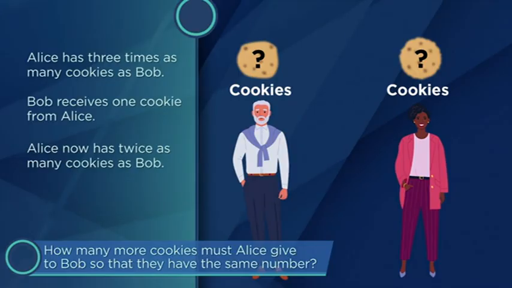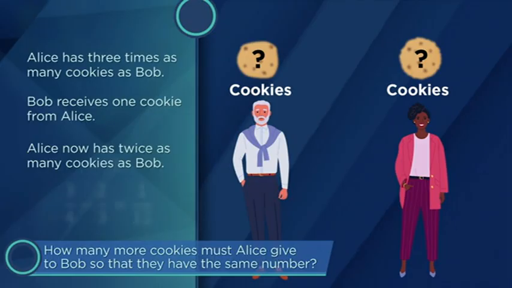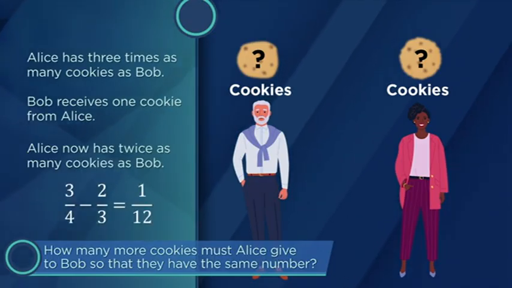That means that 1 cookie represents the difference between 3/4 of the cookies and 2/3 of the cookies. But 3/4 minus 2/3 works out to be 1/12. In other words, 1 cookie represents 1/12 of all the cookies, which means that there are 12 cookies in all.